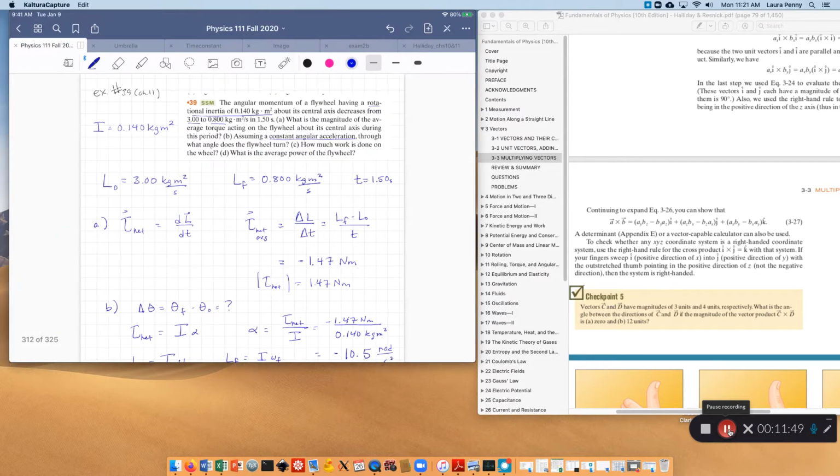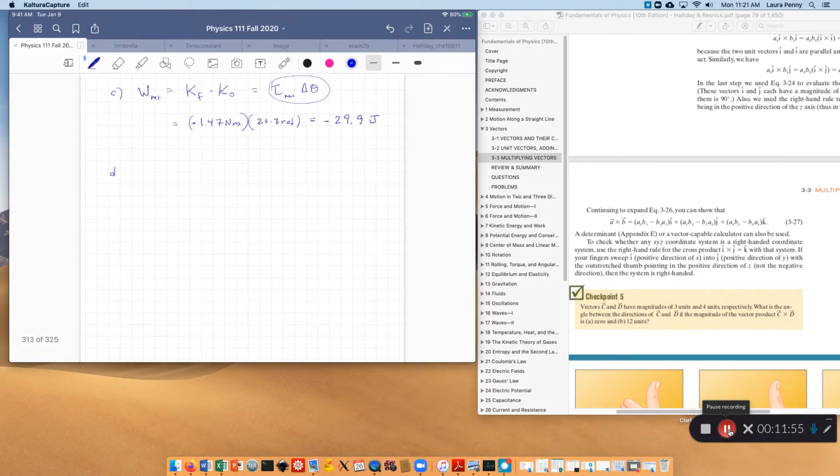All right, so then the last question is, what is the average power on the flywheel? So average power is work over delta T, just like we had before. So this is work. So we've got the 29.3 joules over the time it took for this to happen, which is 1.5 seconds. And that comes out to be 19.9 joules per second, or negative 19.9 joules per second.